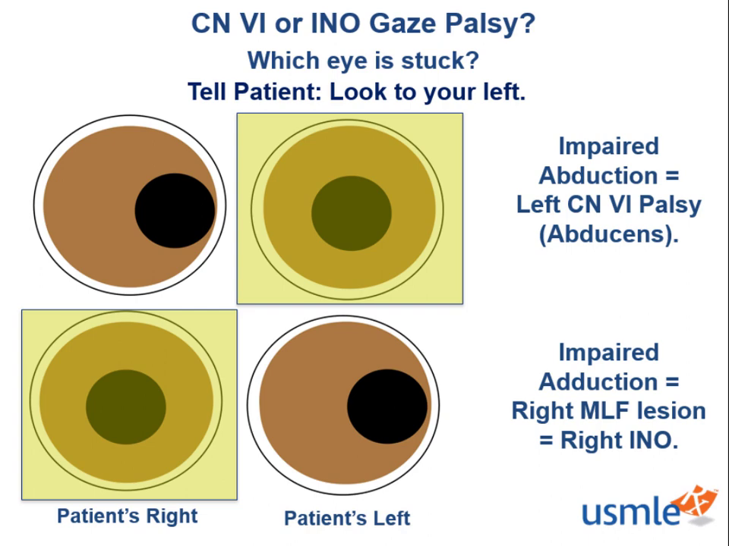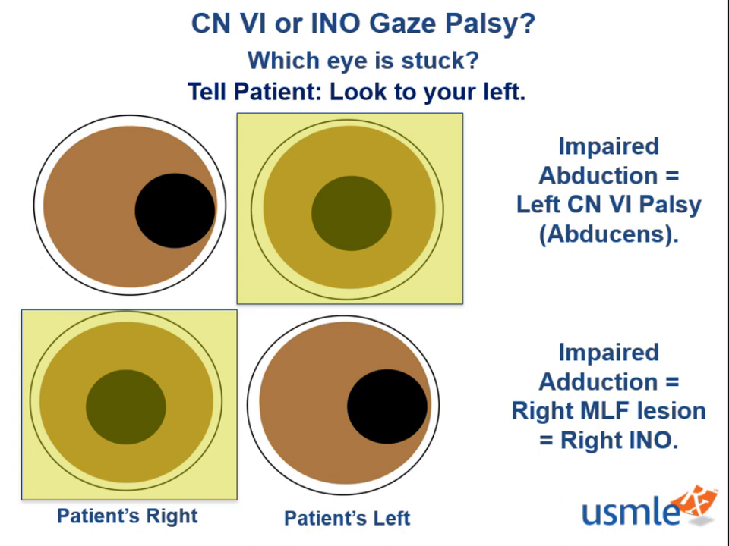One very logical way, as this slide demonstrates, to remember these lesions is to realize that the abducens nerve, cranial nerve 6, is responsible for abduction of the eye. Meanwhile, the MLF is responsible for adduction of the eye. Both are responsible for ipsilateral coordination, such that the left abducens controls the left eye's abduction, and the right MLF controls the right eye's adduction.